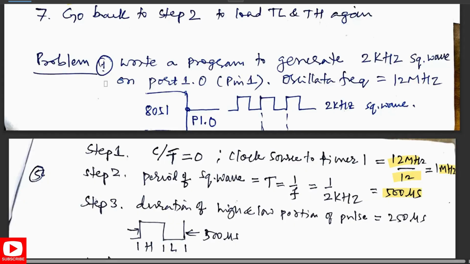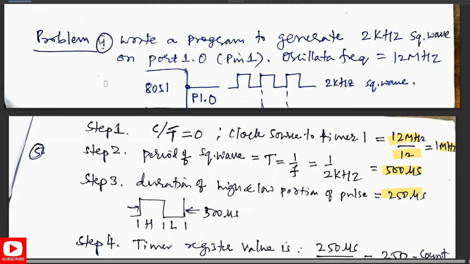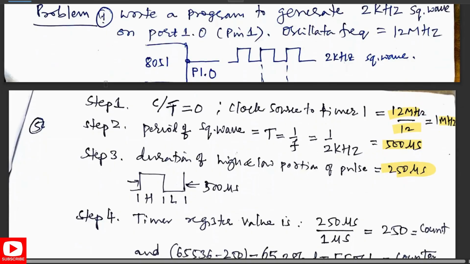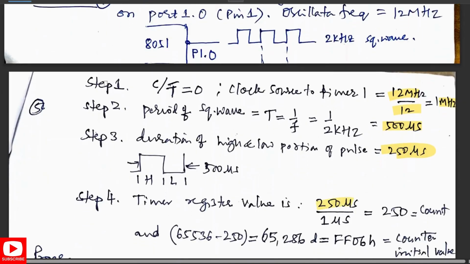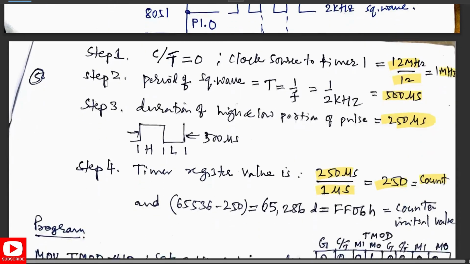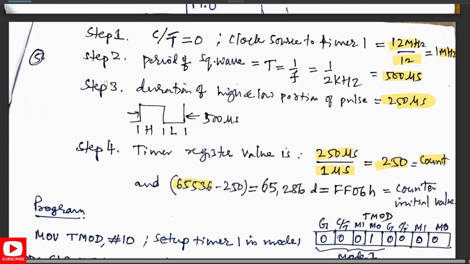So the duration of the high and the low pulse is 250 µs. Now you have to divide it: 250 µs divided by 1 µs. We get 250. So the count is 250 counts. And the standard is 65536 minus this 250. We get this answer. On converting it to hexadecimal, we get FF06H, and that is my counter initial value.